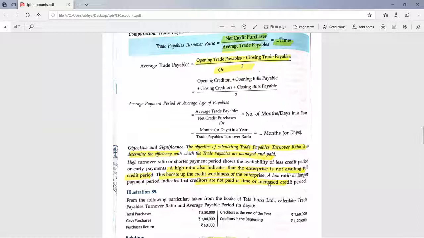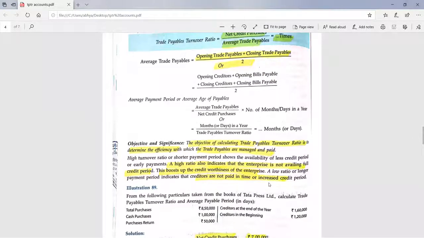So remember the formula. The formula is net credit purchases upon average trade payables. Write your answers. I am waiting for the answers.